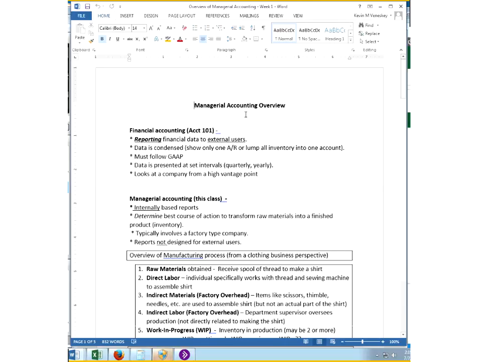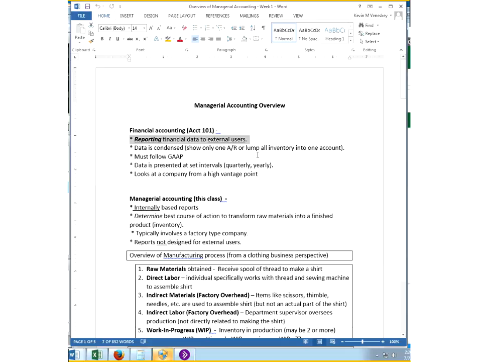The first thing that I want to go through with this class is the difference between Accounting 101 and Accounting 102: the financial side, which you should have just taken prior to this class, and what this class is all about, managerial. The first big difference is who reports go to.